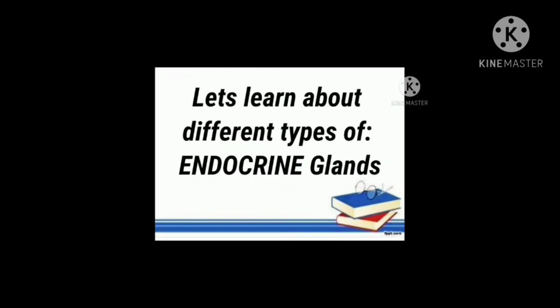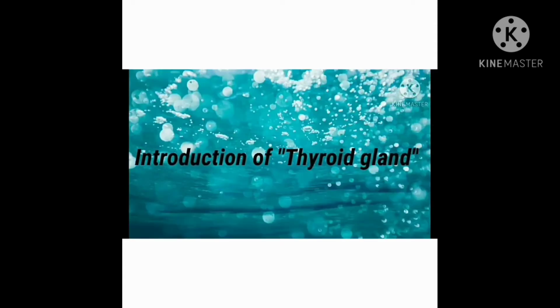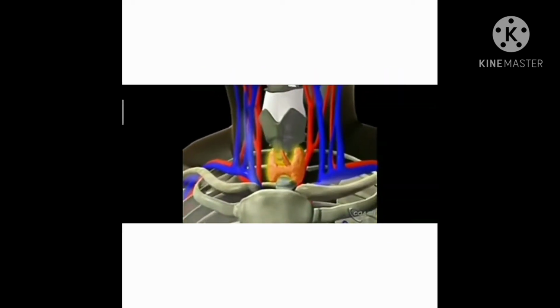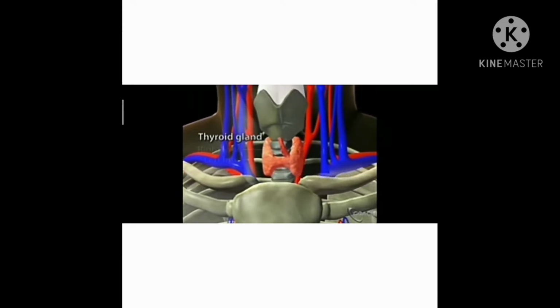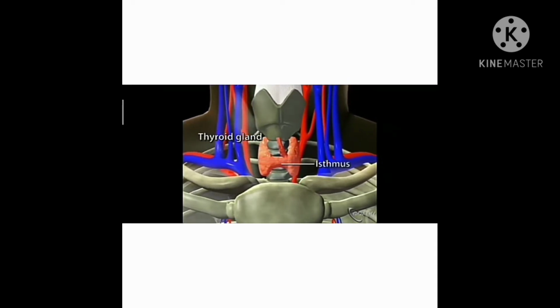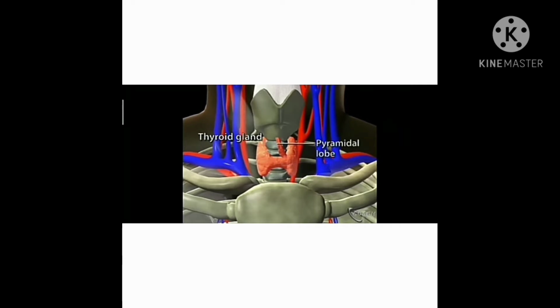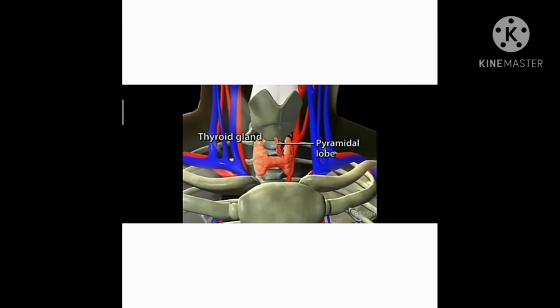So now we're going to learn about some different types of endocrine glands. The thyroid gland. Here we will learn about its introduction, structure, functions, hormones and disorders. The thyroid is a butterfly-shaped gland that's situated on the top of the trachea or windpipe. It's made up of a right thyroid lobe as well as a left thyroid lobe, and they are connected by the isthmus or the centerpiece. Occasionally, there is a finger of tissue called the pyramidal lobe that extends towards the head.